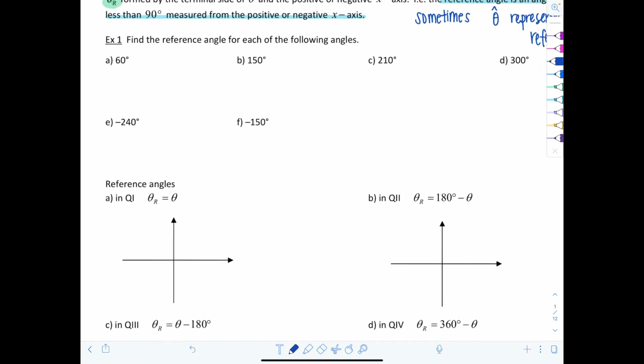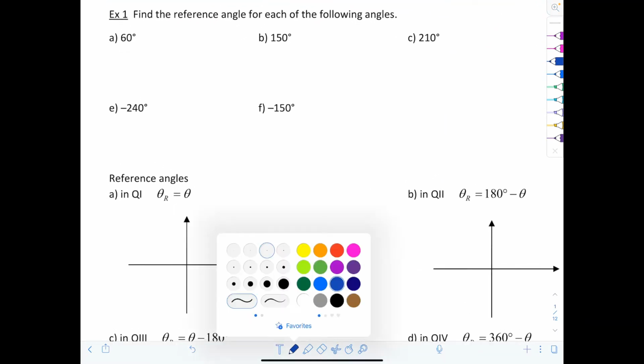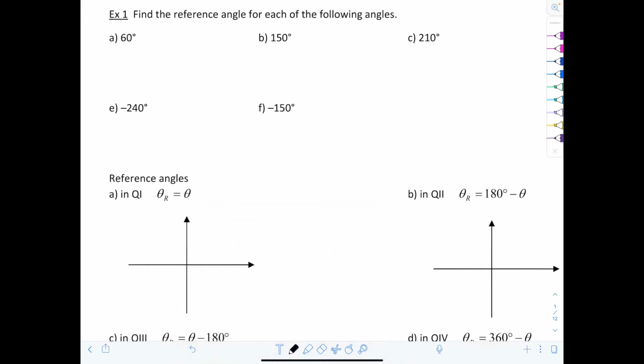So first one, 60 degrees. Remember, we're going to draw all of these in standard position. So I'm going to draw an angle in standard position, meaning beginning at the positive x-axis, I'm going to rotate counterclockwise 60 degrees. And that is my original theta. So 60 degrees this way. Here's where the angle is.